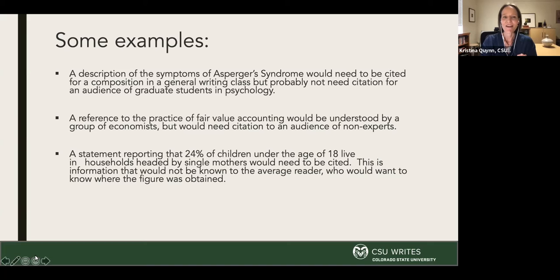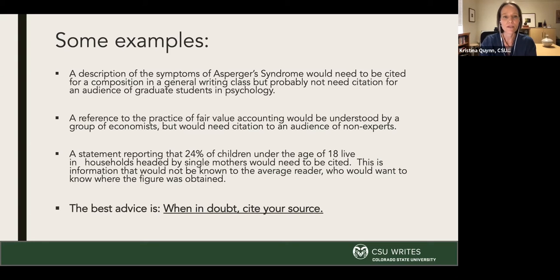Brace yourself. A statement reporting that 24% of the children under the age of 18 live in households headed by single mothers would need to be cited. This is information that would not be known to the average reader who would want to know where that figure was obtained. You think about even journalists, they often give that kind of, according to the Pew, whatever foundation, according to whomever, right? So they give some context for where they're getting their information, so that we can know that it's a credible source.